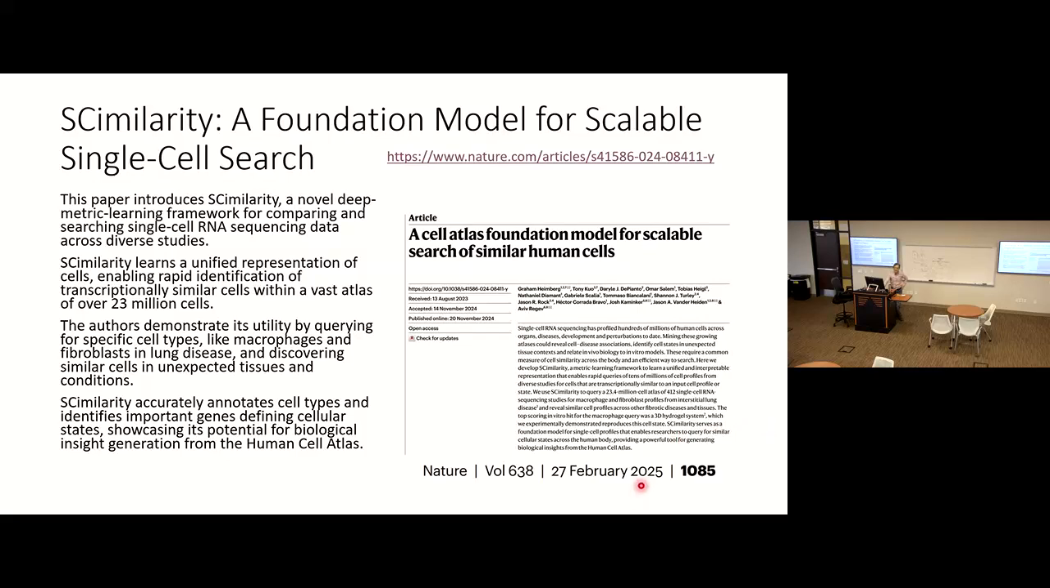Last month, there was a Nature paper. They introduced a deep neural network framework called SCimilarity. It is a foundational model for scalable single-cell search. It's trained with millions of labeled cell types. It says 23 million cells.